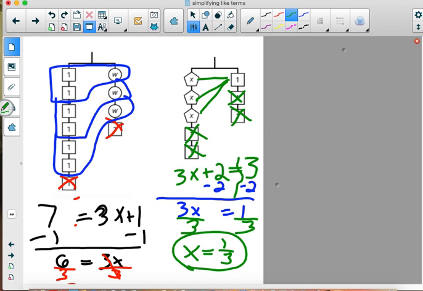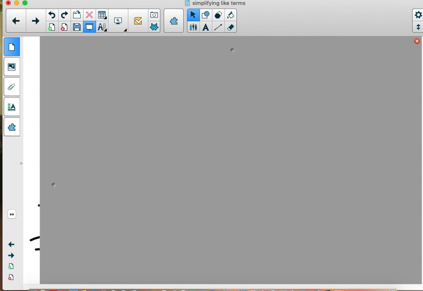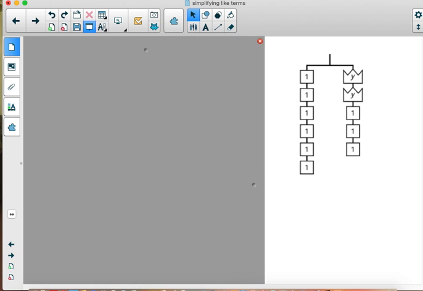Alright, I think we have one last one. This is kind of what your checkpoints might be like. Write this one down.